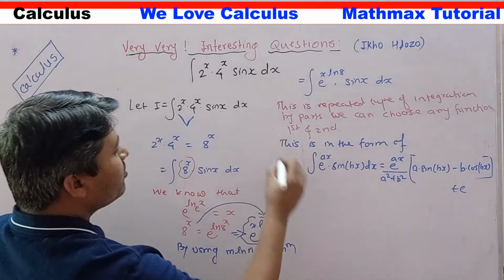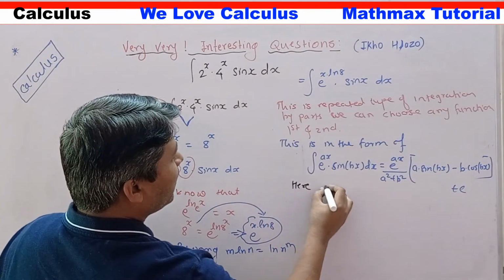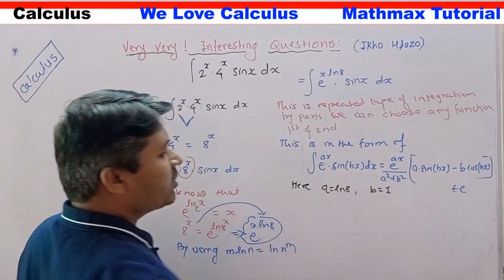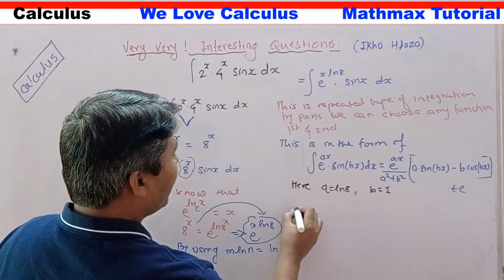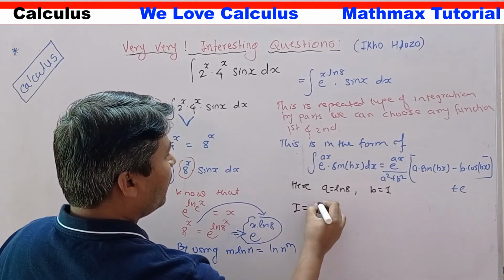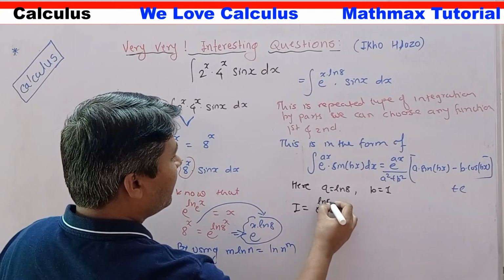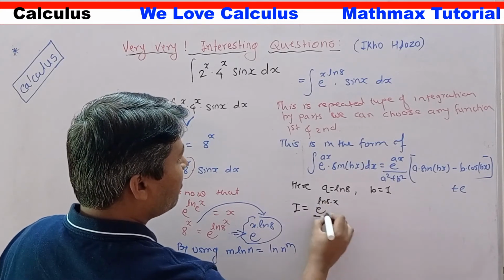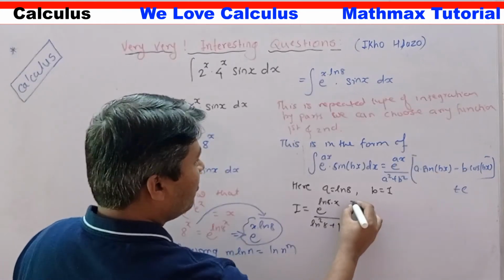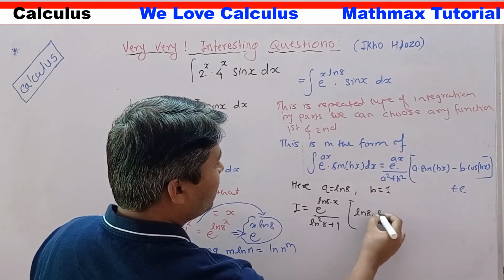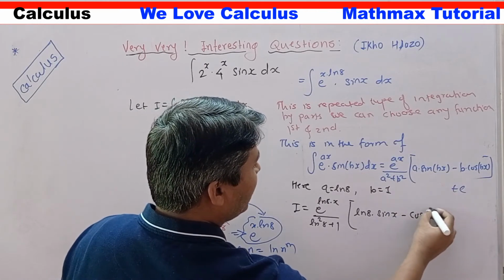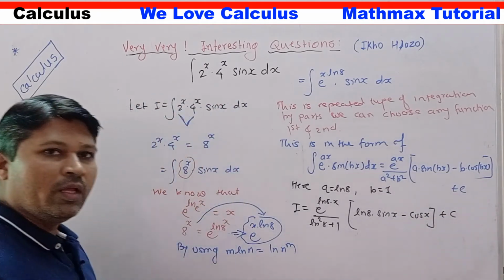Therefore here we observe a is equal to ln 8, and b is equal to 1, the coefficient. Then we can directly write the solution e raised to ln 8 into x divided by a square, that means ln square 8 plus 1, in bracket ln 8 into sin x minus b, that means 1, and cos x, and then plus c is the constant of integration.